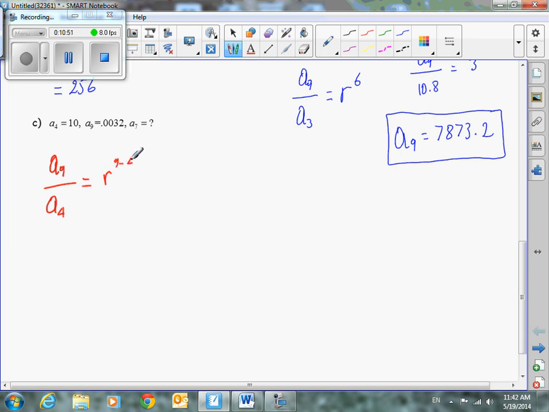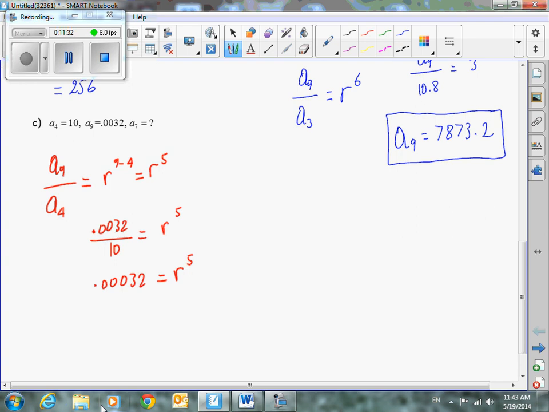It's 5 because it's just 9 minus 4. I'll write 9 minus 4 so that you understand where the 5 comes from. All right, let's go ahead and write what we know. We know that A9 is 0.0032 over A4 is 10, is equal to R to the power of 5. So why don't we find what this is? Use your calculator. It's 0.00032, right? Is equal to R to the power of 5. Is that what y'all got? Yeah, because dividing by 10 means move the decimal place 1 to the left. That's how I know it.